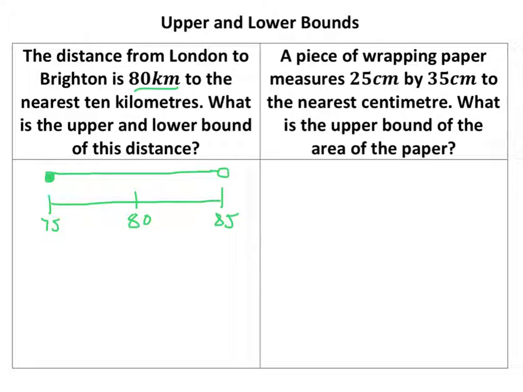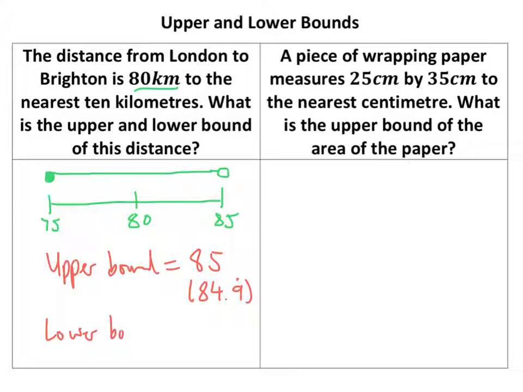So the upper bound, oops, sorry, I'll do it in red. So the upper bound is going to be 85. Even though 85 rounds to 90, we could write 84.99999. So you could, in theory, write 84.9 with a dot above there. That would be fine too. The lower bound, however, is much simpler, it's just 75. If you think about a number line, what would round to 80?